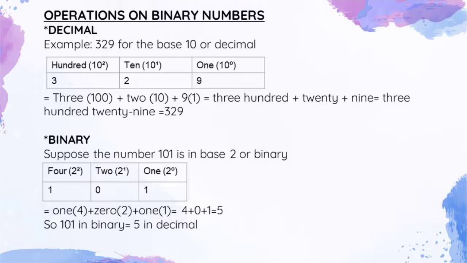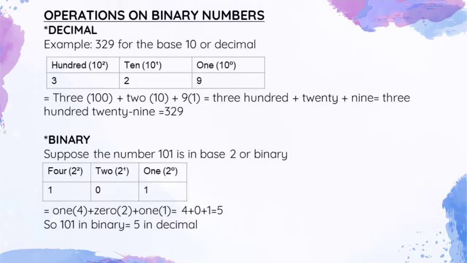So if you're wondering why 3 is in the 100s place, it is because 3 times 100 is 300, and it is in the 100 form. Same goes for 2 and 9. 2 times 10 is 20. So it is in the 10s form.